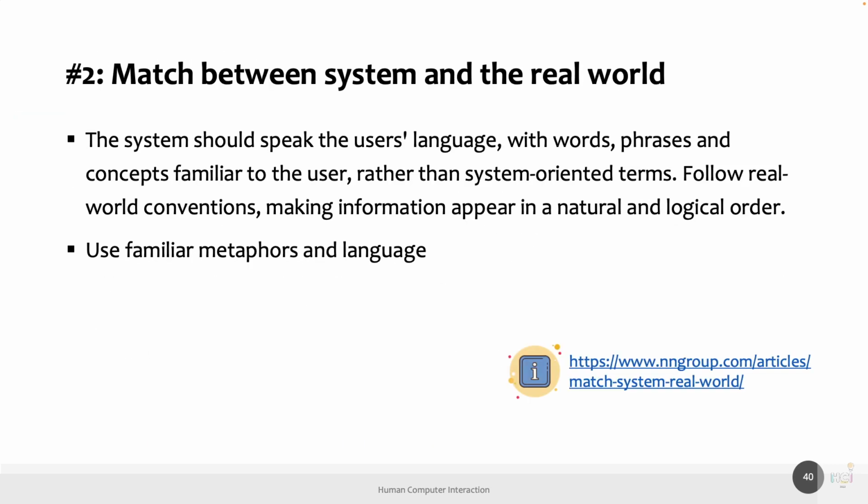Heuristic number 2, match between system and the real world. The system should speak the user's language with words, sentences, and concepts familiar to the user rather than system-oriented terms. So you should try to follow real world conventions, making information appear in a natural and logical order. So, summarizing, use familiar metaphors and language.